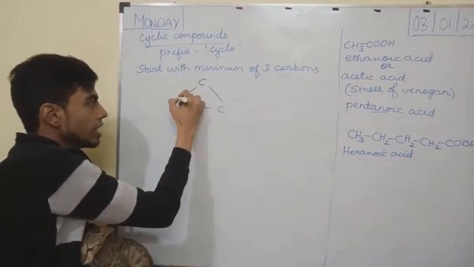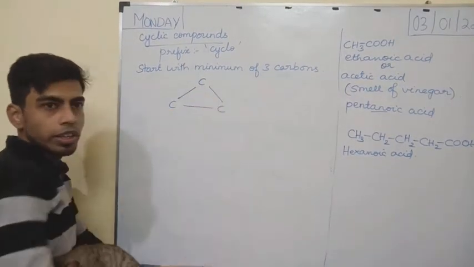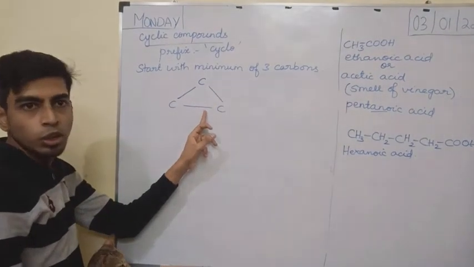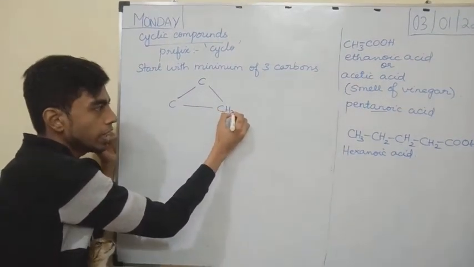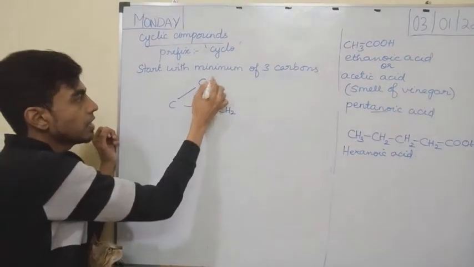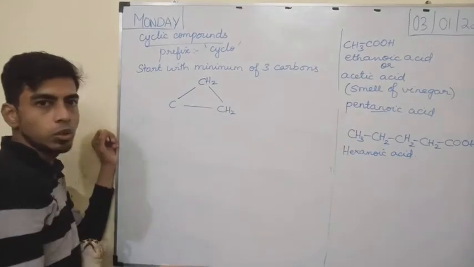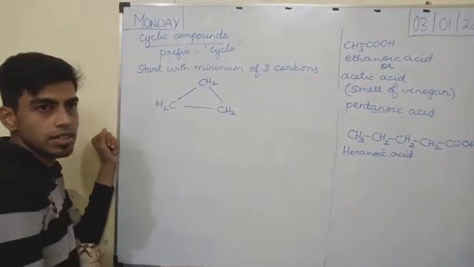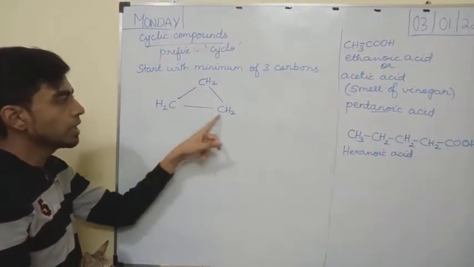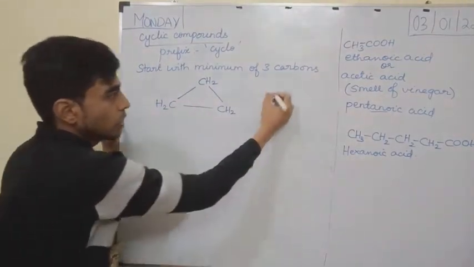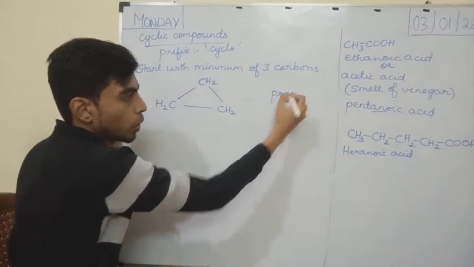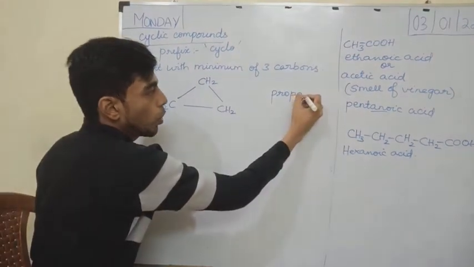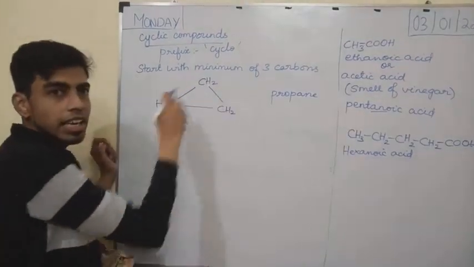Okay. So each one represents a single bond. Here this carbon is having how many bonds? 2 bonds. So remaining 2 hydrogens will come. This carbon is having 2 bonds, so remaining 2 hydrogens. This carbon is having 2 bonds, so remaining 2 hydrogens. So totally how many carbons are there? 3 carbons. So 3 carbons means it is prop. What is the bond in between? Single bond. So propane, but this is a cyclic compound.